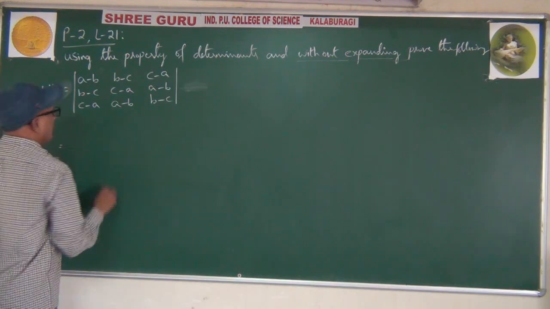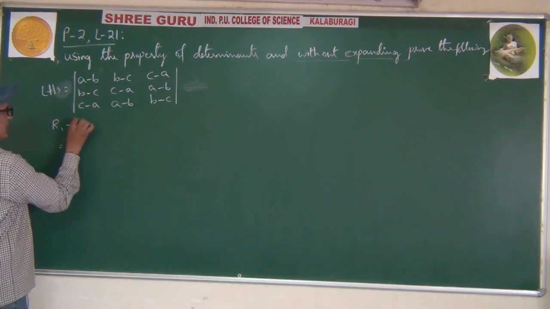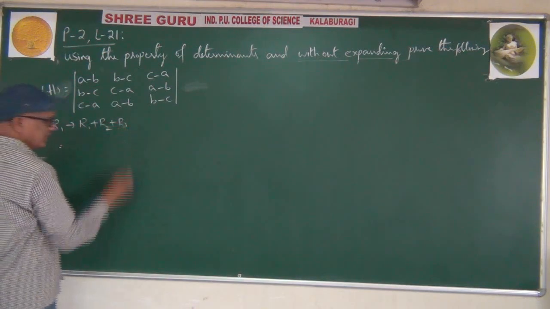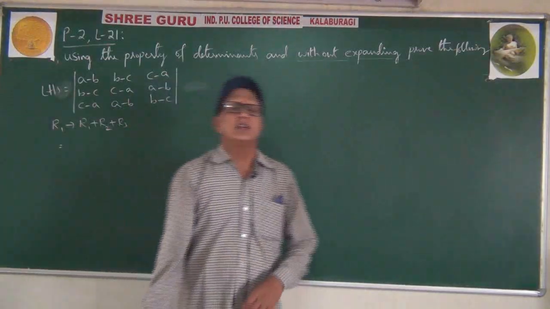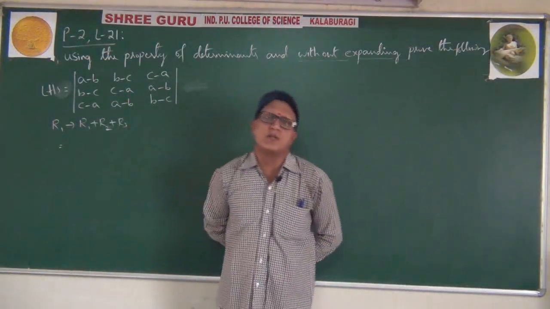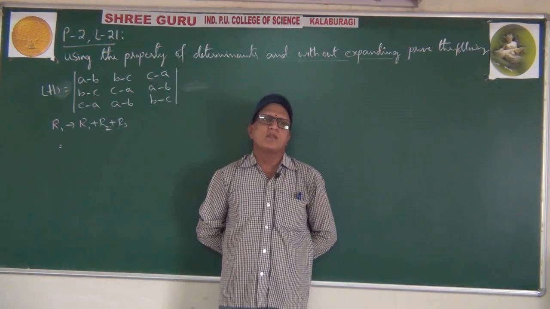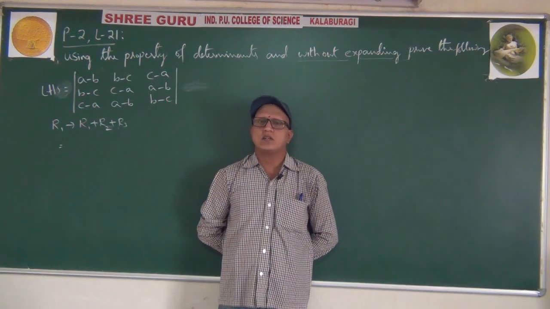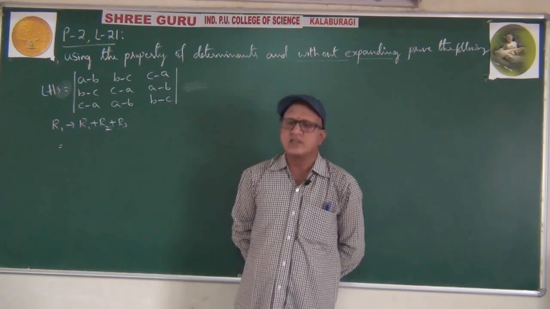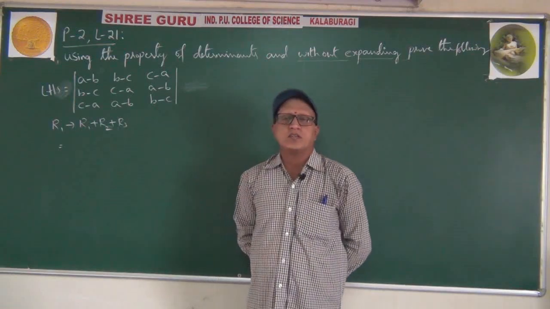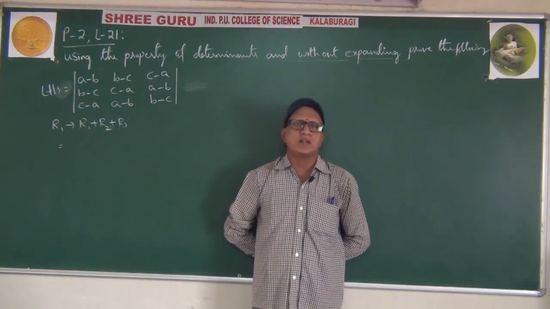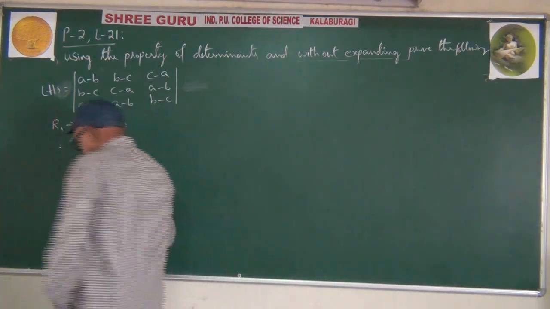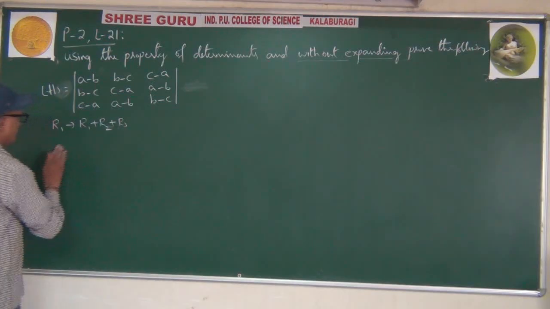Equals to R1. I am changing R1 like R1 plus R2 plus R3. Maximum I take row operation. If it is necessary to take a column operation, then only I take column operation. Why? Because many students are feeling comfortable with row operation compared with column operation. That's why in general I prefer row operation. Let us see what will happen.